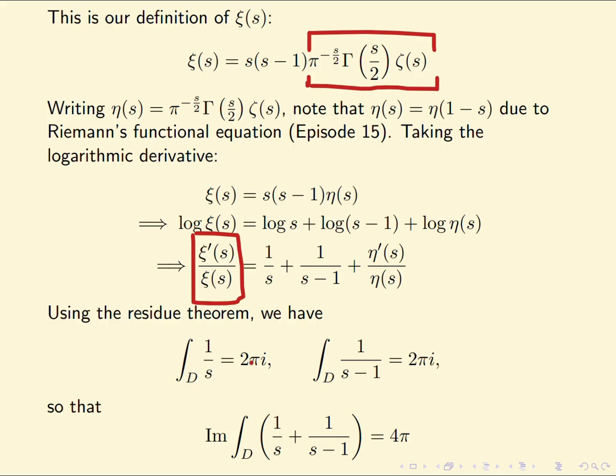And so this is just 2 pi i, and this is also 2 pi i. This is because the residue of both of these functions is 1, and I'm integrating over a contour that contains both of these points. And therefore, if I do an integral of both of these added together, that's just going to be 4 pi. So I'm taking the imaginary part. And once again, I should have a ds here if you want to be technical about this.